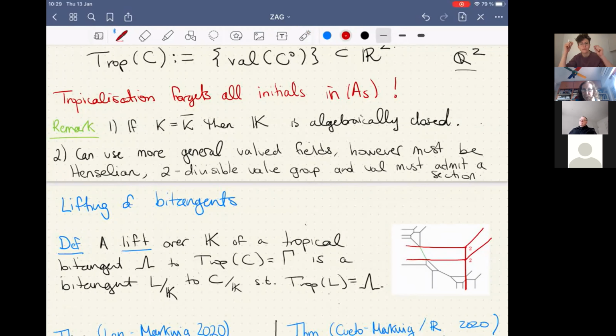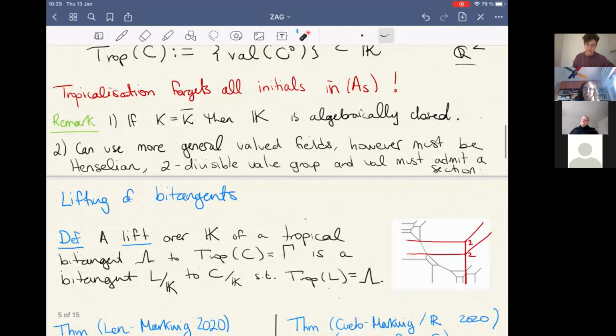And moreover, a tropical bitangent may lift to more than one honest bitangent. And here, this is what these numbers 2 and 2 are signifying. So what this means is that there exists exactly 2 honest lines L when we're in the case of an algebraically closed field, which when you tropicalize them, which are bitangent, land on this line, and similarly here on this line.